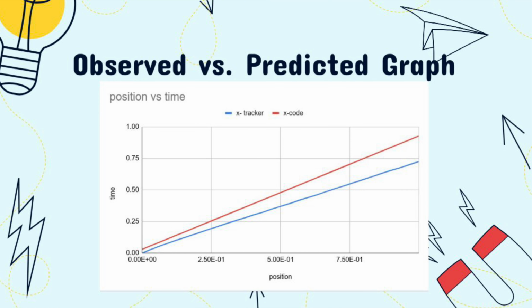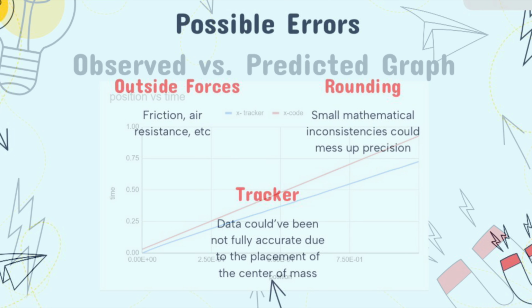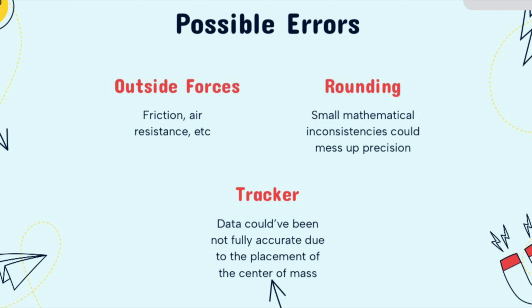After getting both sets of data, I created this graph, and as we can see, the x position versus time graph formed a straight line which indicates constant horizontal velocity. Even though the graphs match well, there were still a few sources of error. Outside forces like slight friction changes or tiny bumps in the surface could have caused discontinuity. Rounding errors. GlowScript uses small time steps and rounding can accumulate over time. And tracker limitations. Small tracking mistakes, camera angle issues, or slight axis misalignments could affect the data.